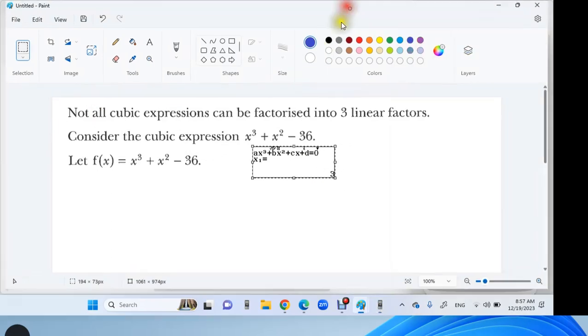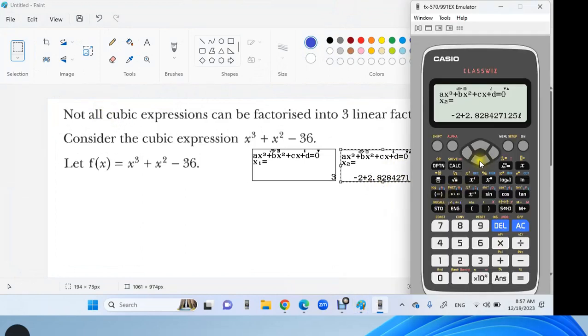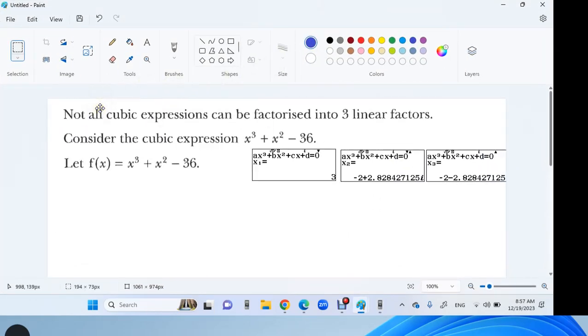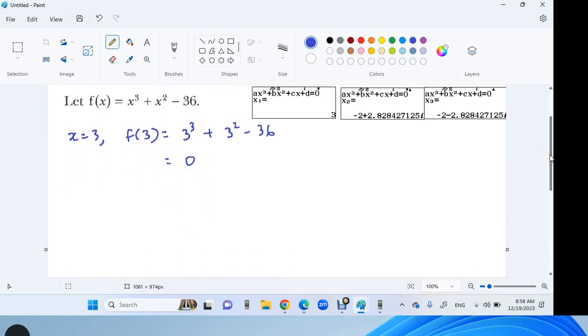Okay, so the other one will be negative 2 minus this one. You can see these two are the same. Okay, so in this case, we will know that actually they have one root only. So this one we can try with 3. So when x equal to 3, f(3) equal to 3 power 3 plus 3 squared minus 36. Then we have 0. Okay, so x equal to 3 is the root.